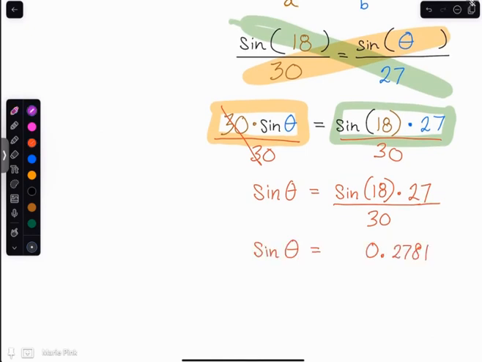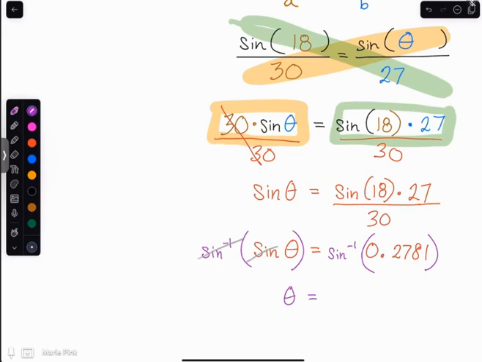And just like the opposite of multiplication is division and the opposite of addition is subtraction, the opposite of sine is inverse sine. So that's the sine to the -1. And so I need to do that to both sides, just like everything else. And so that way, this sine to the -1 cancels out my sine, and all I'm left with on the left side is theta.